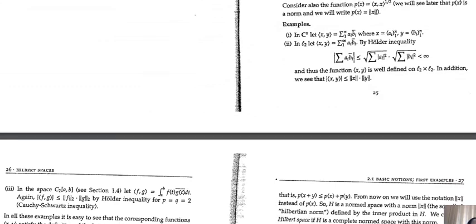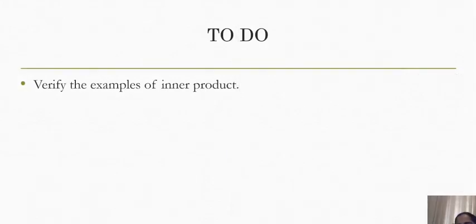Also there is another example, that is the space of all continuous functions on [a, b]. The inner product is defined by inner product (f, g) equal to the integral from a to b of f(t) g(t) conjugate. Instead of summation we have an integral from a to b. This also you can easily verify satisfies the properties that we have seen above. So please do verify all the examples given in your textbooks.